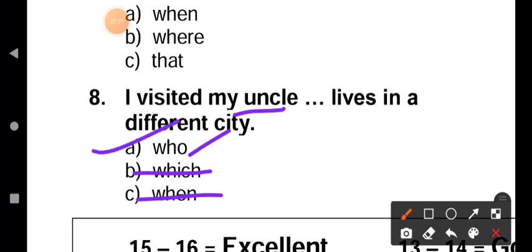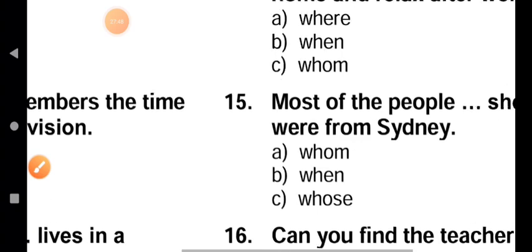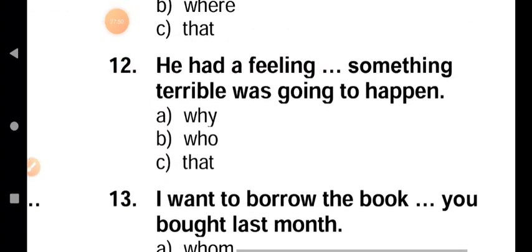Who is the right relative pronoun. It is a defining relative clause. I visited my uncle who lives in a different city. I visited my uncle. Which uncle? Who is living in a different city. That is the essential information. It is called a defining relative clause. And we will give you the next question also.